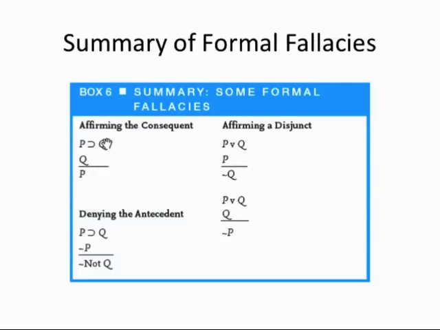Let's sum up this last chapter. We've looked at three frequently occurring formal fallacies: affirming the consequent, denial of the antecedent, and affirming a disjunct. You should memorize their forms because they'll come in very handy. Now that you know them, you're going to start to see them more often than you would have ever expected. That concludes this unit. Thank you.